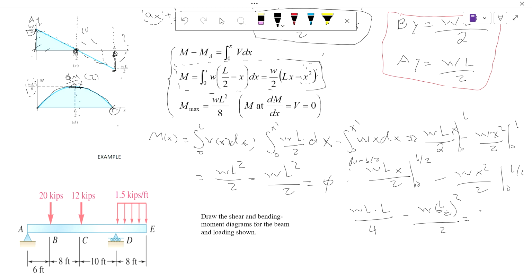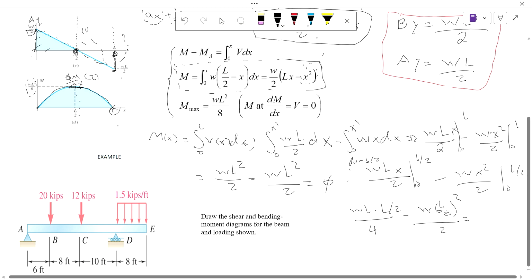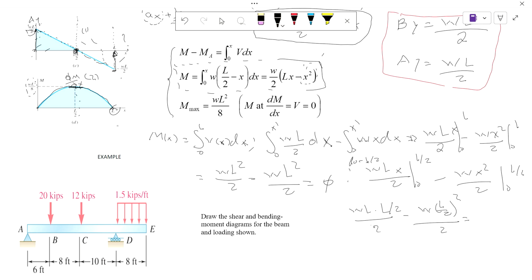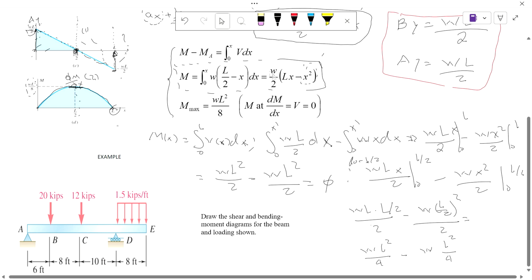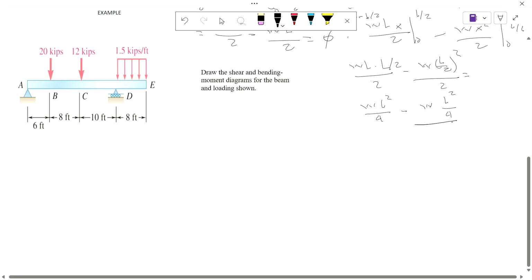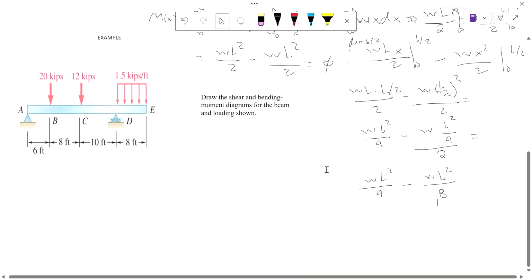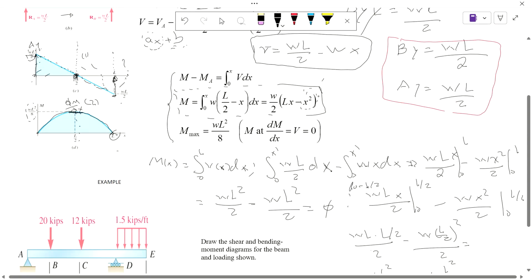This is equal to WL squared over 4 minus WL squared over 4, the whole thing divided by 2. Okay, so this is equal to WL squared over 4 minus WL squared over 8. What are they saying is the maximum? WL squared over 8. Let's see, how come I'm not getting that?